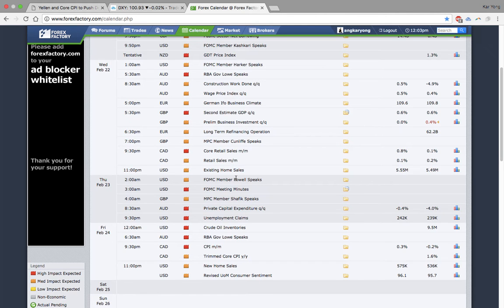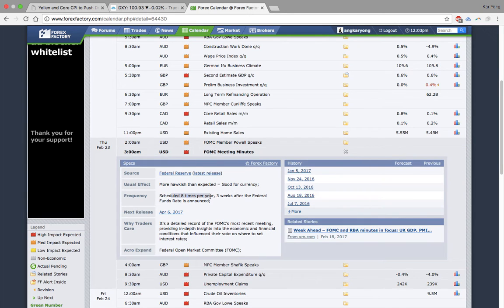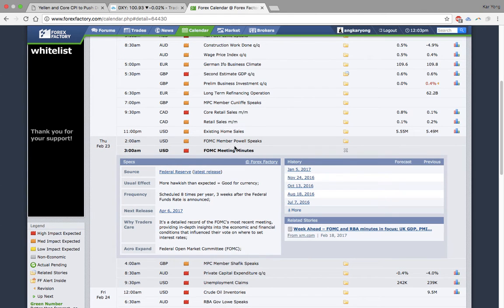You can look at the events calendar. The key event for this week, and the focus itself, is still on the US dollar, because we do have the FOMC meeting minutes. If you click into this, it is scheduled 8 times per year. It's released 3 weeks after the Fed funds rate decision, so this is released after the January Fed funds rate, which was on hold. This meeting minutes will be crucial, because we would like to see whether Yellen's possibility of 3 rate hikes in 2017 is still in place, and whether we will see a potential rate hike next month. This is going to be crucial for the US dollar.